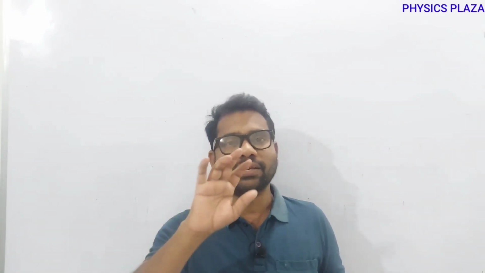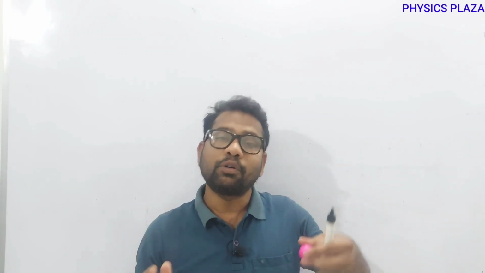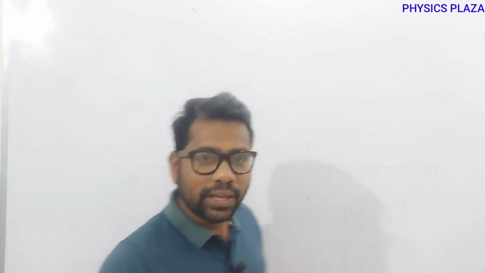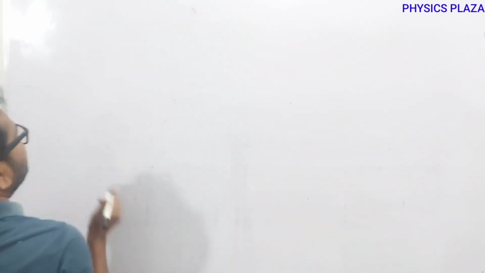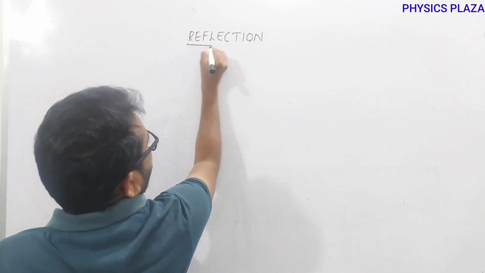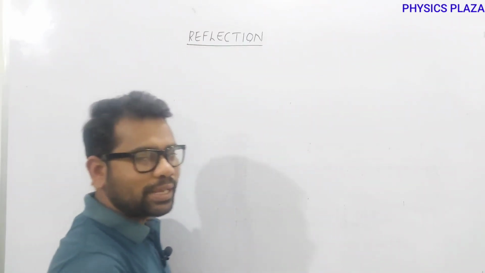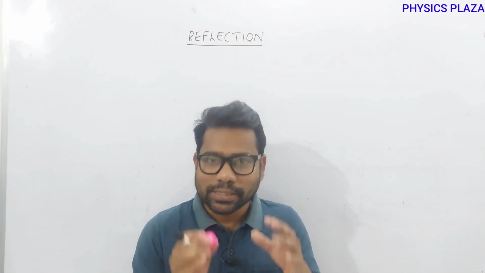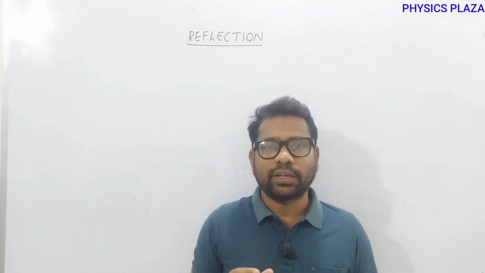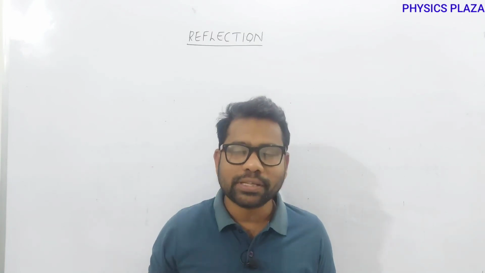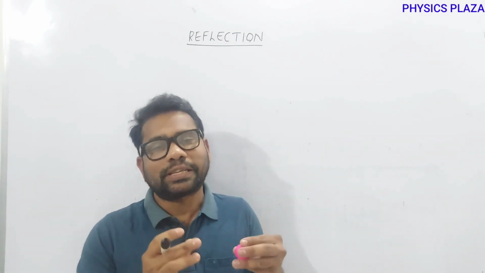Children, similarly, when light strikes any surface, what happens? It bounces back. This phenomenon of light we call reflection of light. Let me write here, reflection of light. So children, what happens? Similar to this ball, how when a ball is thrown towards the wall it bounces back, similarly, when light strikes any surface, it might be a smooth surface, it might be a rough surface, it bounces back into the same medium.